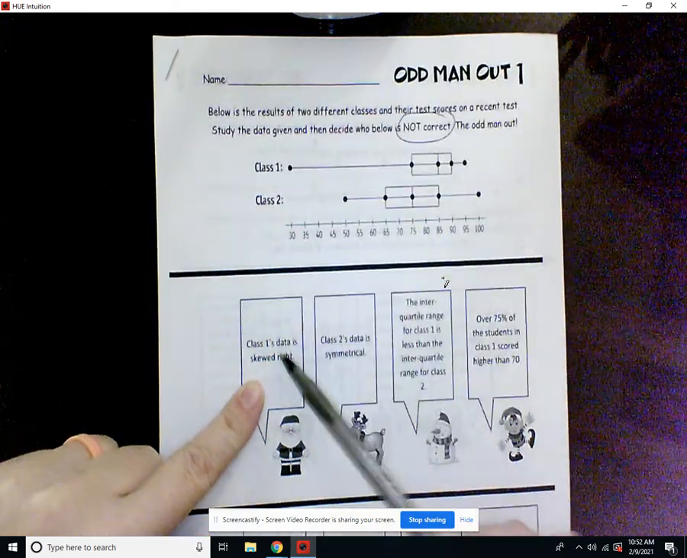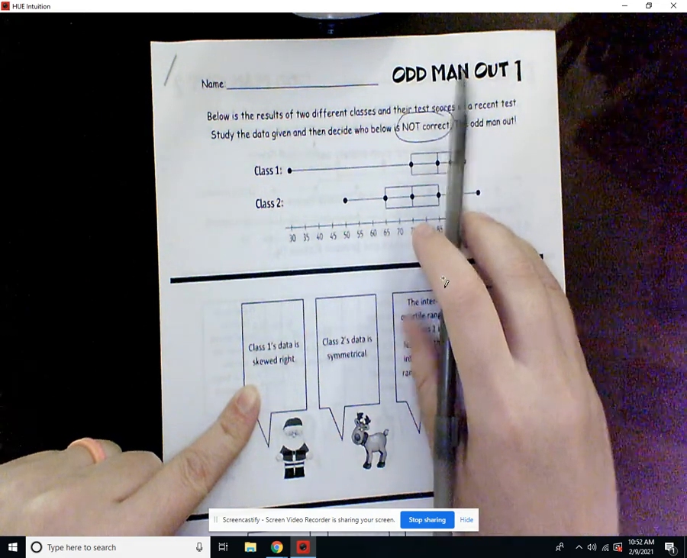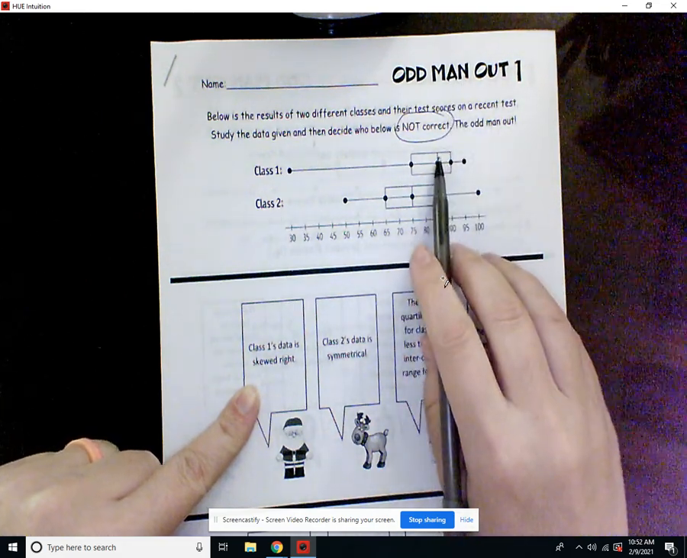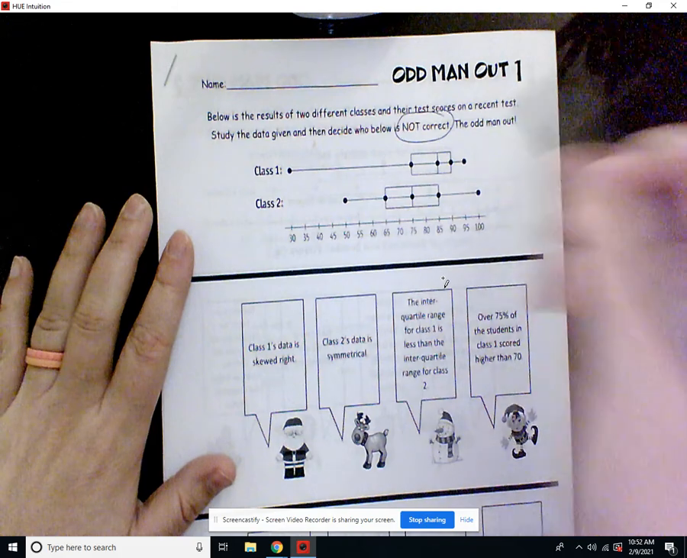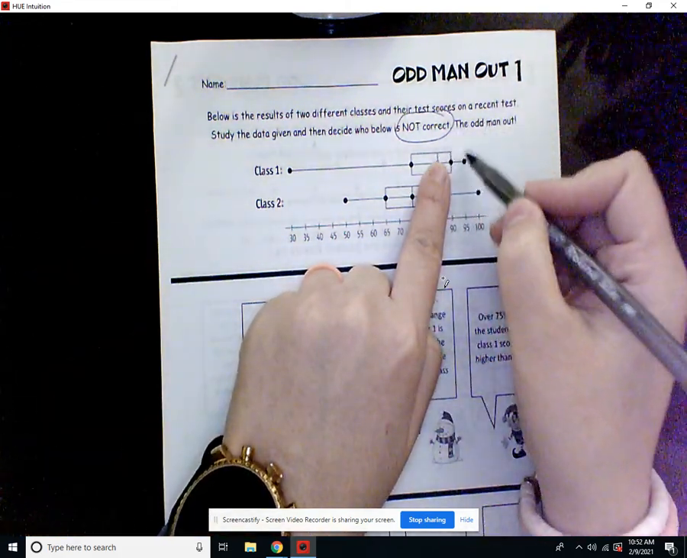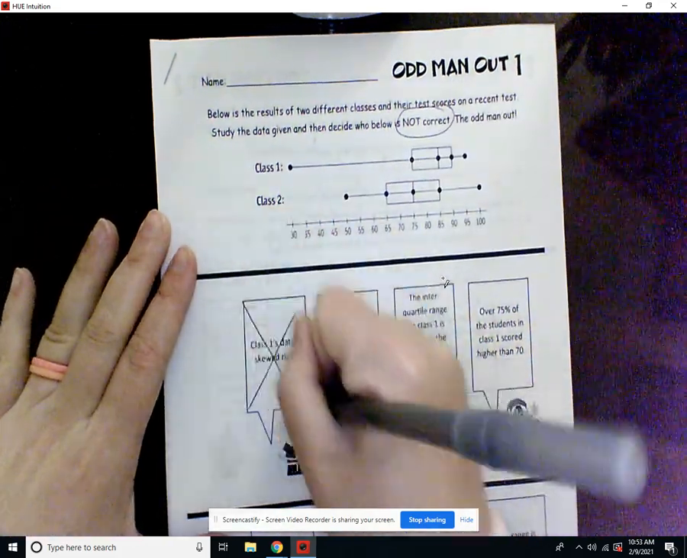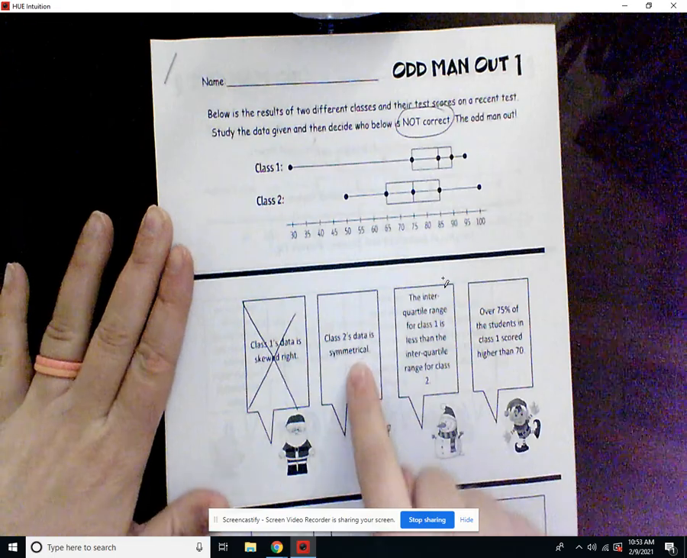So the first one is class 1's data is skewed right. Okay. So what that means is that the tail needs to be longer on the right side. So again, if we look at the median, is it longer on the right side? No, it's longer on the left. So this is the one that's actually wrong. But let's go through and talk about why the other ones are right.